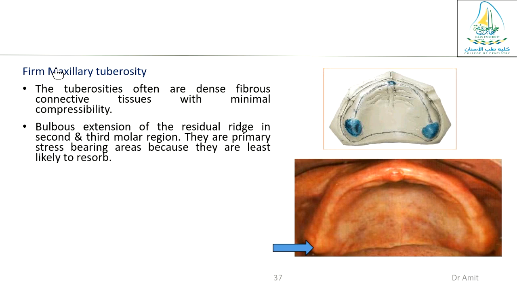The second stress bearing area is the maxillary tuberosity. This is the tuberosity-like structure present at the distal end of the maxillary arch or the maxillary bone. Here is the clinical photograph; you can see these maxillary tuberosities. This tuberosity is often dense fibrous connective tissue with minimal compressibility. So these areas are not going to be compressible, and they are very stable. That's why they can be used as primary stress bearing areas, because they are least likely to resorb.